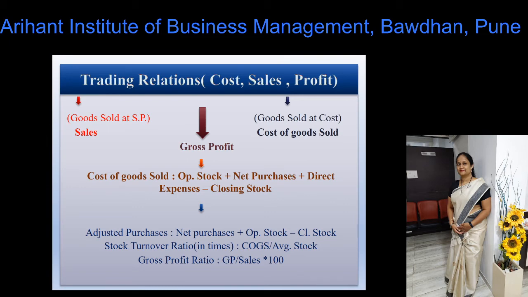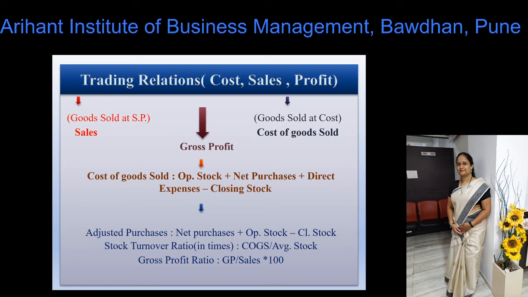Understood? Now, the relation of trading to cost, sales and profit. Goods sold at sales price is sales, and goods sold at cost is cost of goods sold. For gross profit, the cost of goods sold is opening stock plus net purchases plus direct expenses minus closing stock. It is adjusted purchases: net purchases plus opening stock minus closing stock.